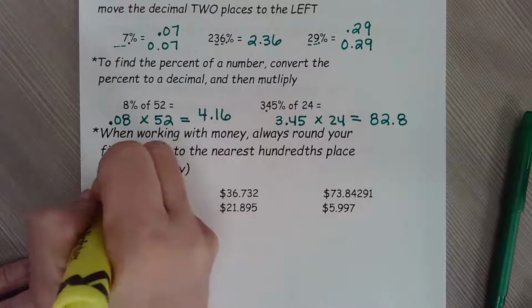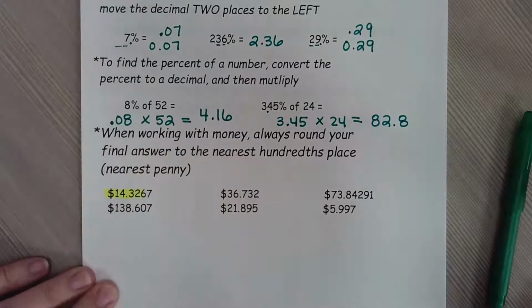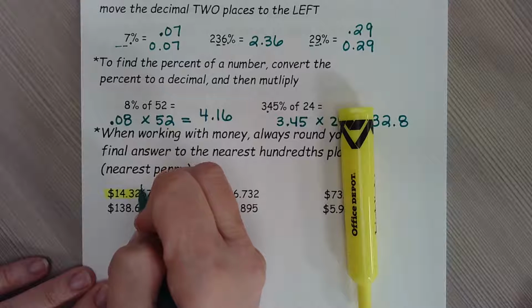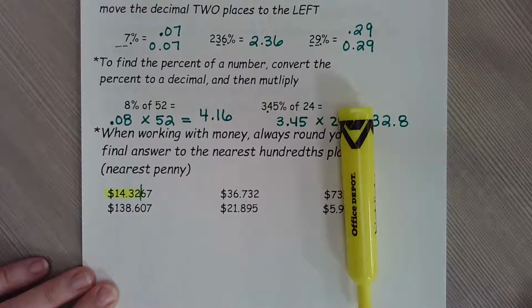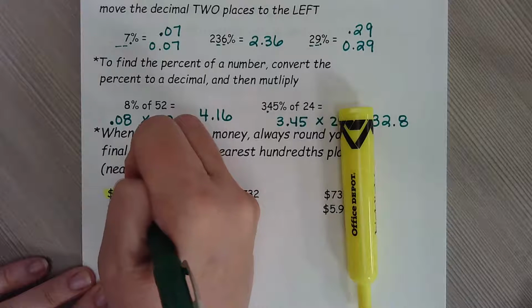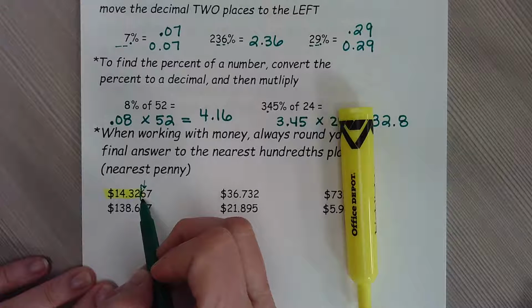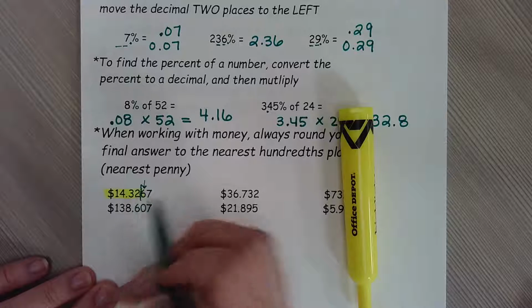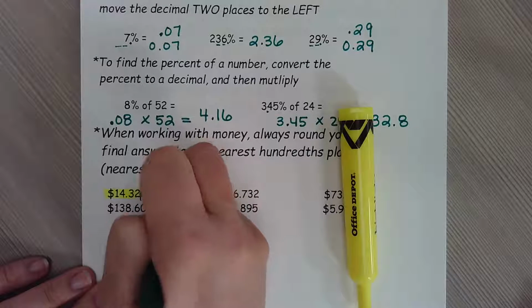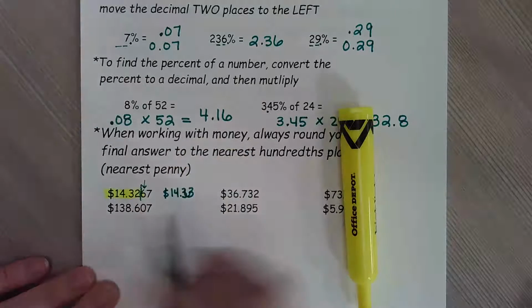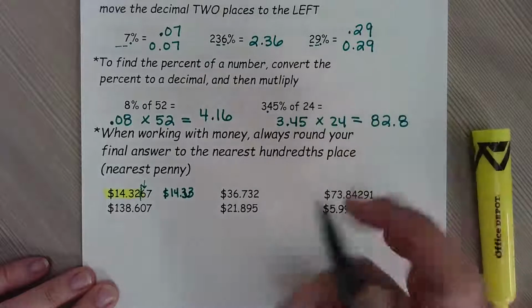So for instance, in this first problem, I'm going to highlight here. So it's either going to stay $14.32, or we are going to round up. And the way that we determine if we are going to round is that 3rd digit after the decimal. So since that digit is 5 or more, it's a 6, we are going to round up to $14.33. We need to round up.